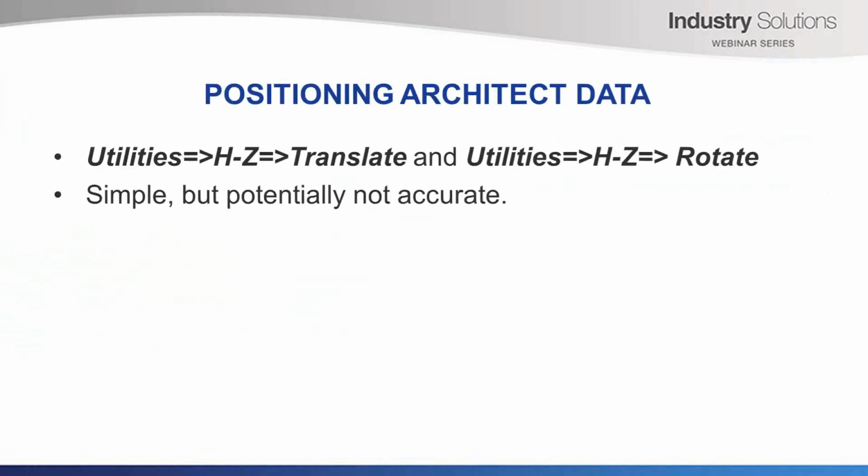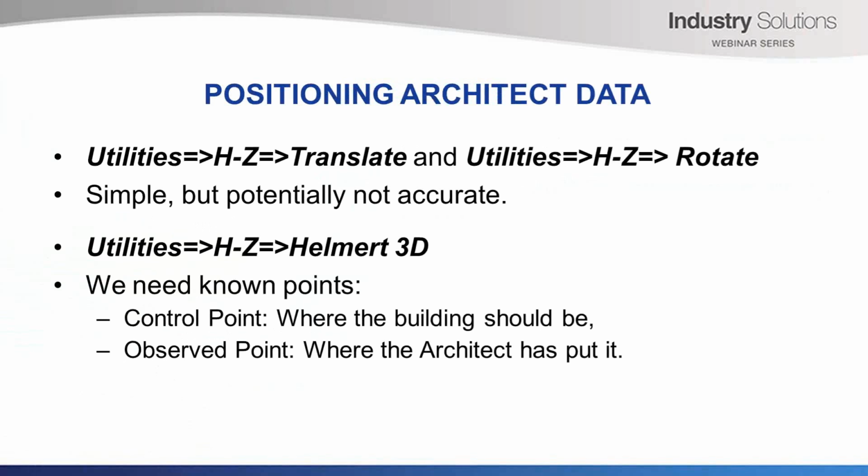Now, the simplest method of positioning data is, of course, just a simple rotate and a translate, but it's potentially not accurate. We can do a Helmert 3D, but we need a few things. We need a control point, which is where the building should be, and we need the observed point, which is where the architect has put it.